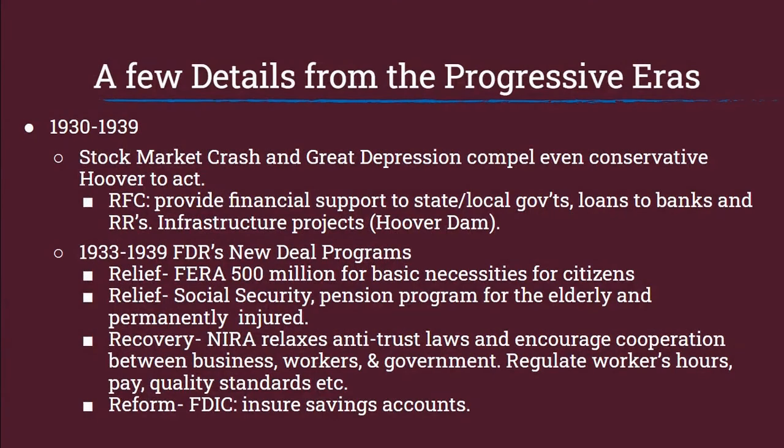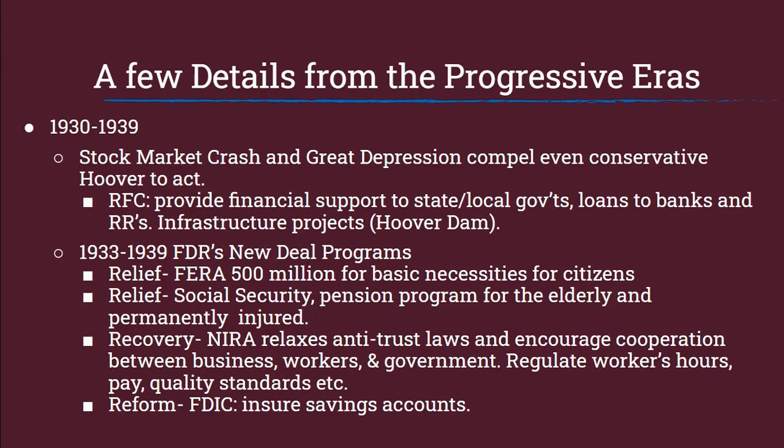Our last time period within this overall era is the 1930s. The stock market crashed in late 1929, and the Great Depression lasted the entire 1930s decade. Hoover was president when it first began and was reluctant to act, thinking the market would correct on its own.